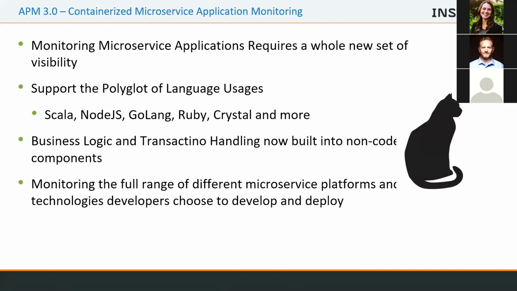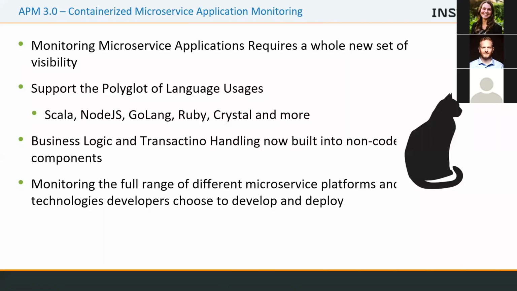The second interesting thing is that business logic and transaction handling are now built into some of these non-code components. So whether it's one of the new middleware technologies, messaging technologies, or a NoSQL database, everything isn't necessarily tied to that piece of code anymore to make decisions, to complete transactions, or even to forward a transaction system request onto another component or onto another backend system. And finally, monitoring all of the different microservice platforms that developers use and the technologies that they choose to develop and deploy, every one of them now has a different requirement.